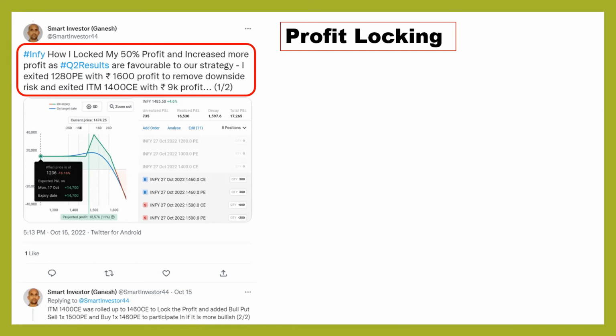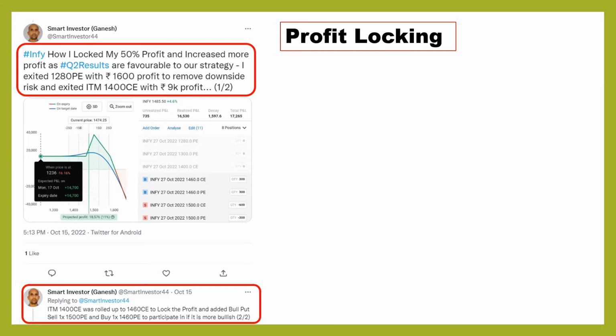I exited 1280 put with 1600 profit to remove downside risk, and exited in the money 1400 call with 9000 profit. So the in the money 1400 call was rolled up to 1460C to lock the profit, and added bull put. This is a strike I explained. This is called how to lock the profit.